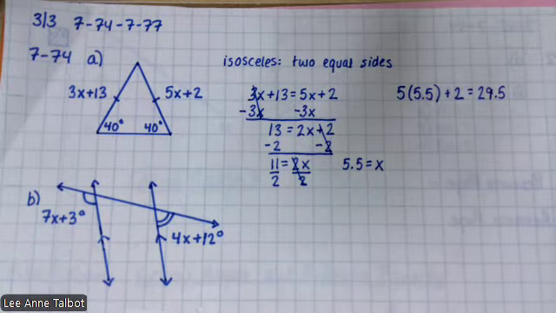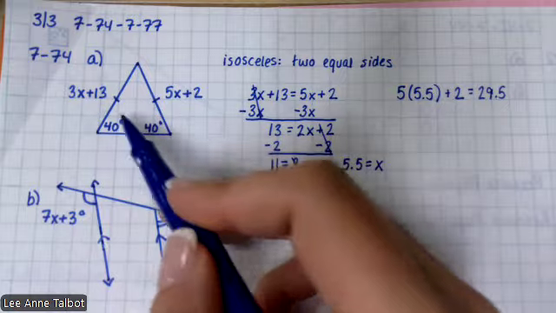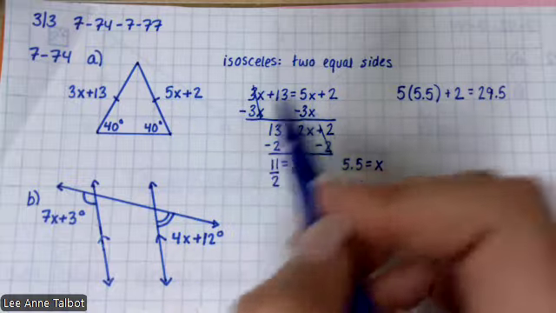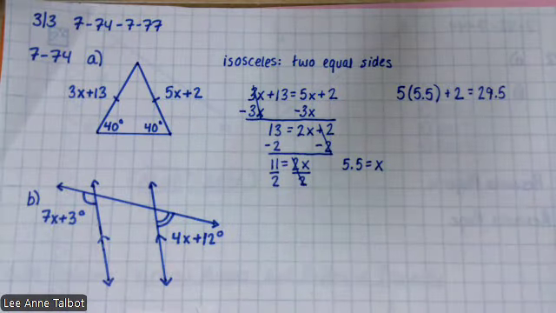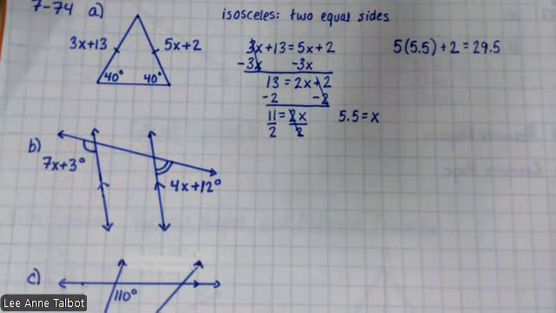Okay, any questions about A? So if things have tick marks next to them indicating they're equal, then you can do equal values and equal them to each other. Any questions about that? Okay, now let's move on to B.